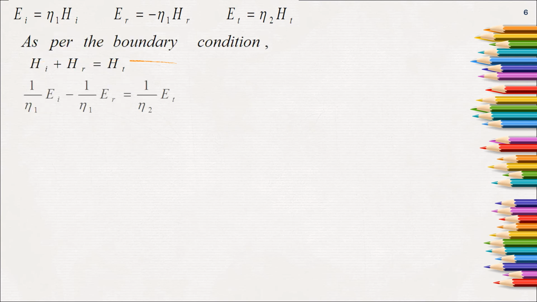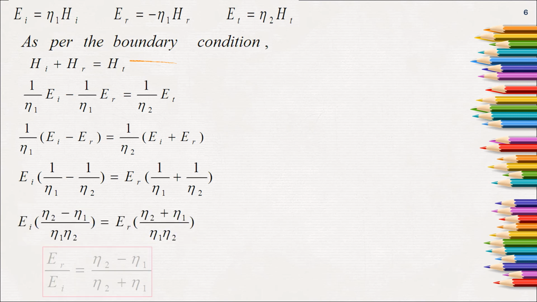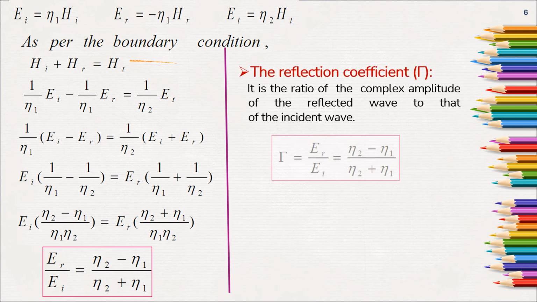Now as per the boundary conditions, the magnetic field component is continuous at the boundary, right? In medium 1, what do we have? Hi plus Hr is equal to Ht, right? This is the magnetic field component in medium 1 and the magnetic field component in medium 2 is Ht. Now what is Hi? Hi is going to be Ei by eta 1 and Hr is Er by eta 1. Ht is Et by eta 2. So this represents medium 1 and this represents medium 2.